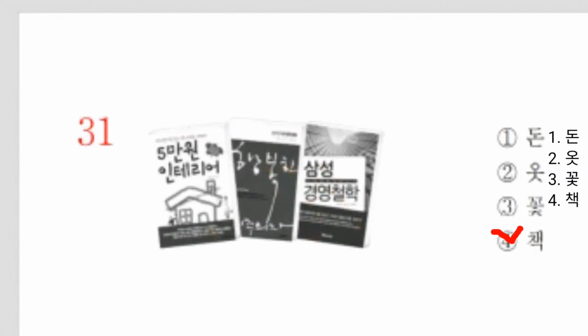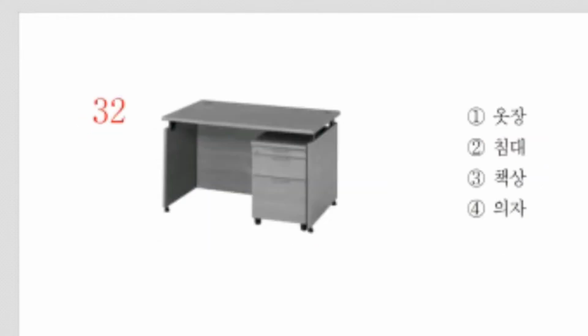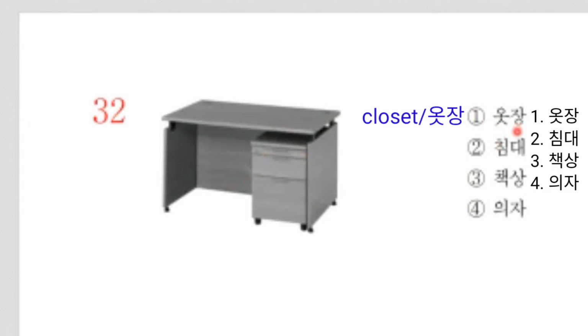Okay, so next, number 32. So 32 nakalagay dito is isang what? It's a desk, right? So ano yung desk sa Korean? Let's see number 1. Number 1 is 옷장. 옷장 from the word 옷. Can you remember? 옷 is clothes, damit. 옷장 is closet. So it's not.